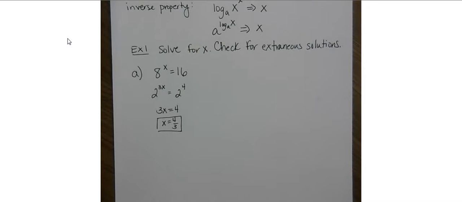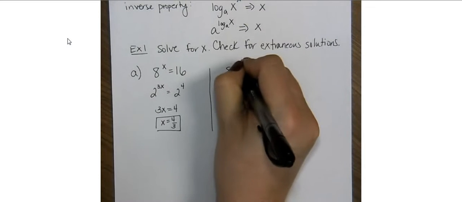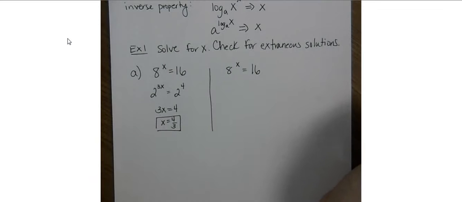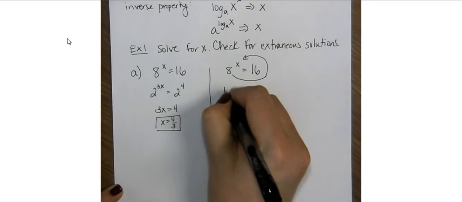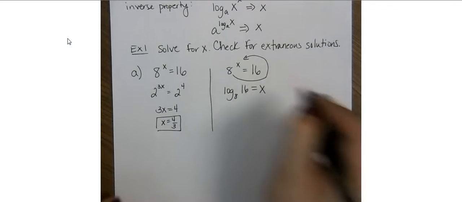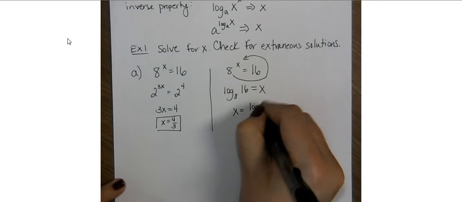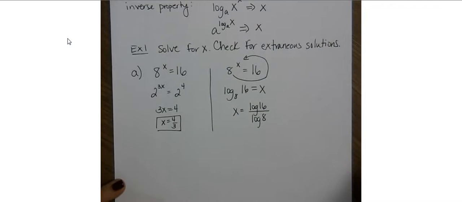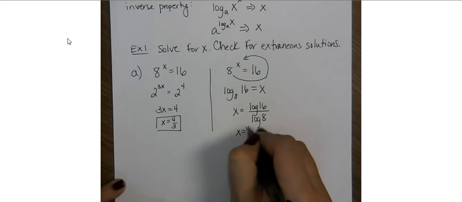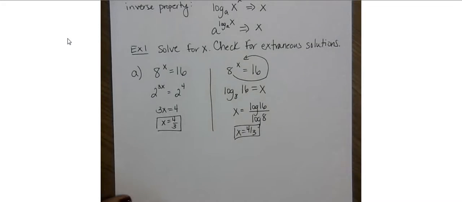All right. Now let's say that you didn't recognize that you could make the bases match. Then you could do the same thing that we were doing yesterday, which would be to change the base. So I'm in exponential form and I want to go to logarithmic form. This is like option 2. If I have that same problem, I can change this to logarithmic form. So I have log base 8 of 16 equals x, and then I can just change the base using my calculator. So x equals log of 16 over log of 8. And if I type that into my calculator, I would again get x equals 4/3. So you get the same solution, just a different approach to the problem.